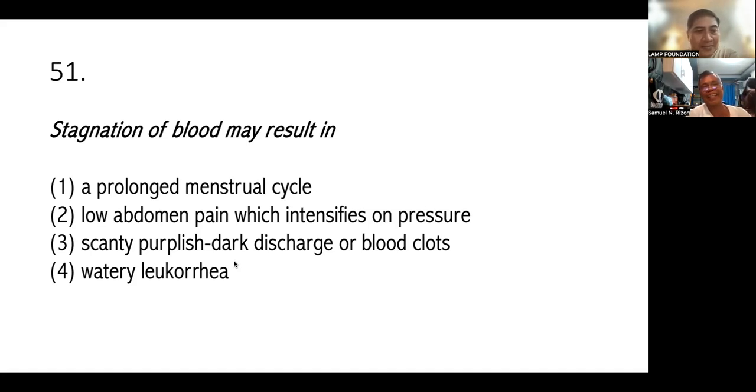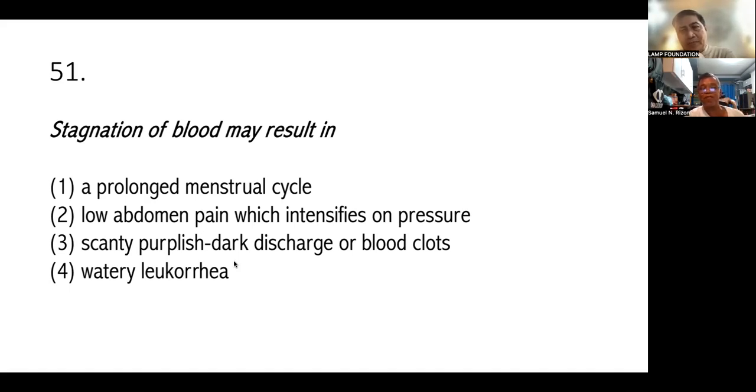Stagnation of blood may result in prolonged menstrual cycle, low abdominal pain which intensifies on pressure, scanty purplish dark discharge or blood clots, and watery urethra. Now the answer is simple. Stagnation of blood, magkakaroon ka talaga ng prolonged menstrual cycle. And there will be a pain in the lower abdomen. Pagka in-apply mo ng pressure, sumasakit talaga yan. That is because of the stagnation. And scanty purplish dark discharge or clots simply means blood stagnation.